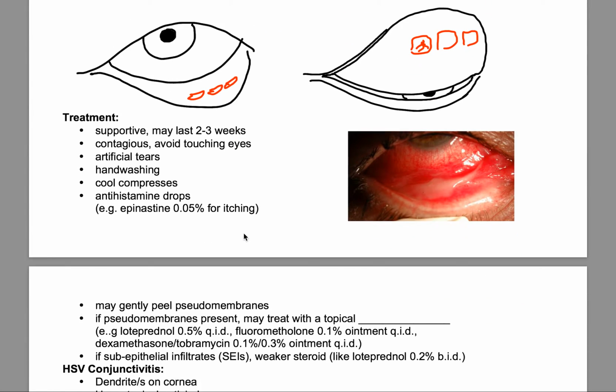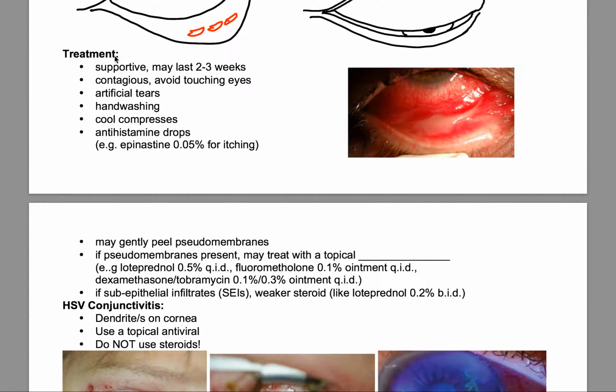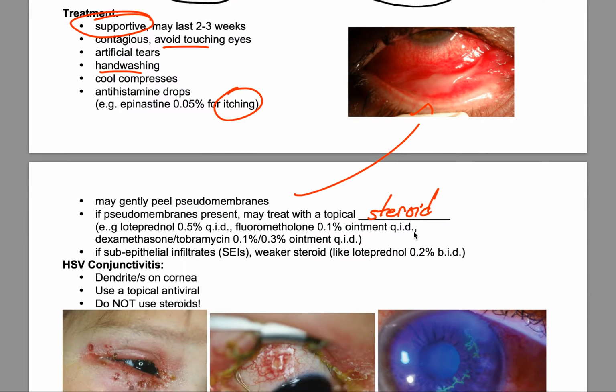Now, the treatment for viral conjunctivitis is usually supportive. Because it's highly contagious, patients should avoid touching their eyes. They can use artificial tears for lubrication, and hand washing to avoid spreading the conjunctivitis from one eye to both, if at all possible. Antihistamine drops may be used to relieve those itching sensations. Now, if a patient develops pseudomembranes, as you can see in this picture here, you may gently want to peel those in the office. And if pseudomembranes are present, a topical steroid may also be employed.